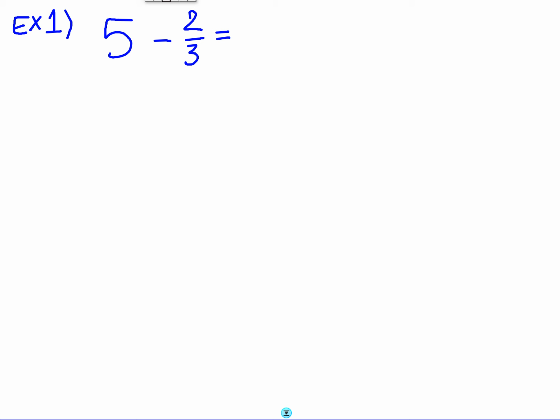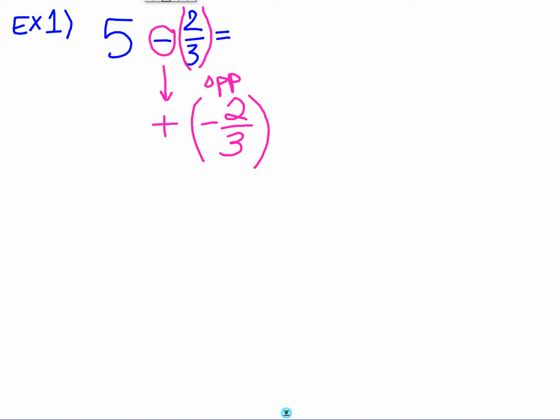So, looking at this first example, the first thing, even if we're not even talking about fractions, is noticing that this is a subtraction problem. So the first thing I'm going to do is change my subtraction problem into an addition problem. I'm going to put parentheses around the number I'm subtracting. I'm going to add the additive inverse, which is negative 2/3. So I make this one opposite.